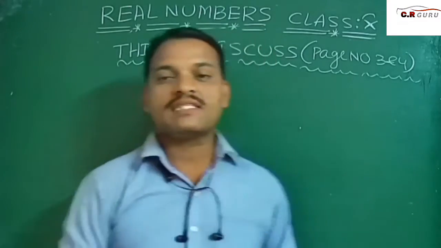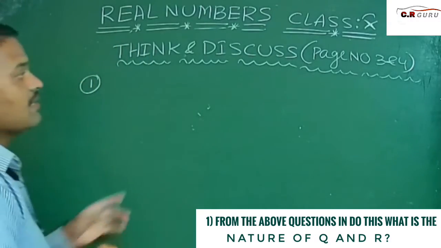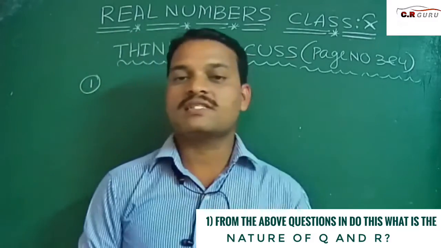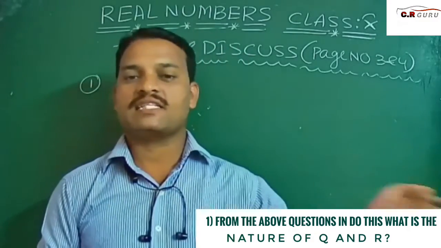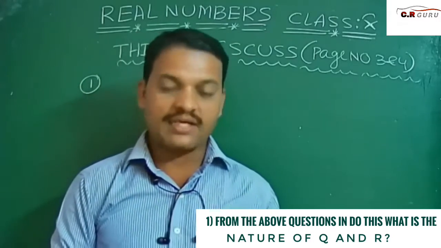Next, Think and Discuss, page numbers 3 and 4 sums I want to explain to you students. What is the first sum? The first sum in Think and Discuss on page 3 is from the above questions in Do This, which I already explained. Now they ask, what is the nature of q and r?